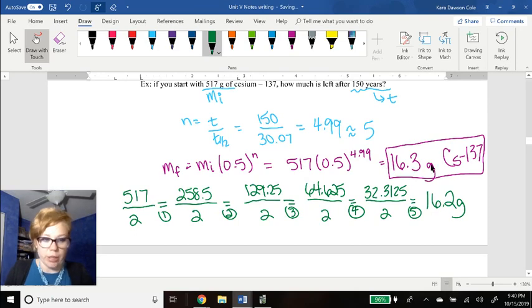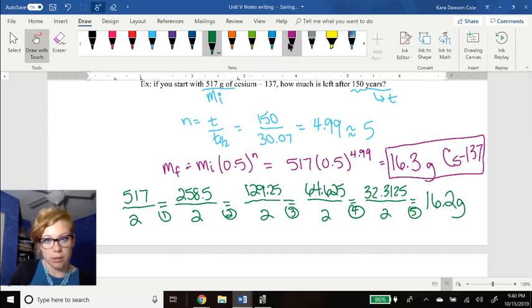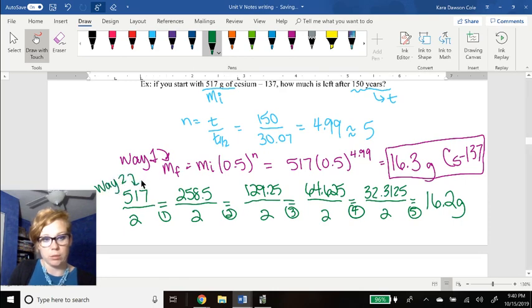So they're pretty close. So that is how you can do it. So this is way 1, which again is kind of the preferred way. And then you have way 2, a different way. So whichever one makes sense to you is whatever you want to do. If you're doing way 2, you have to show your work for every step that you do, showing that I'm going through 5 different half-lives. And that's how you go about doing that.